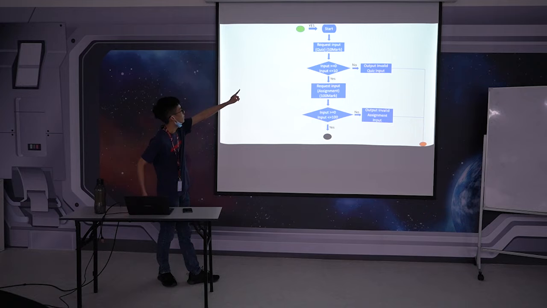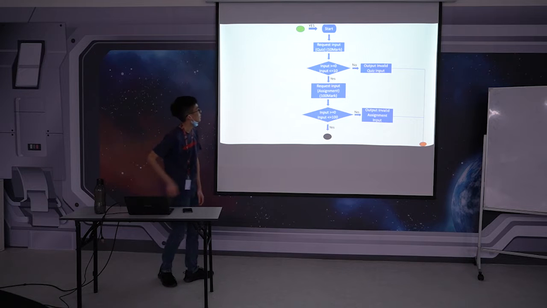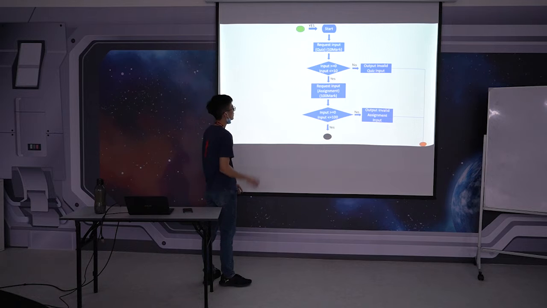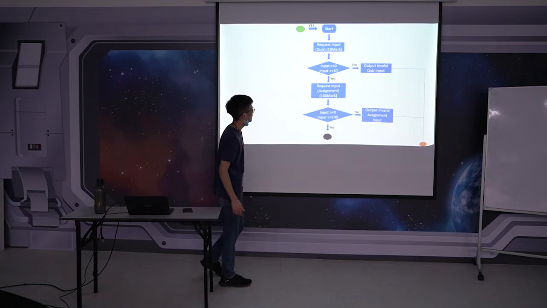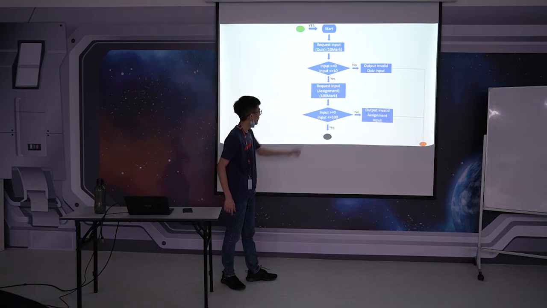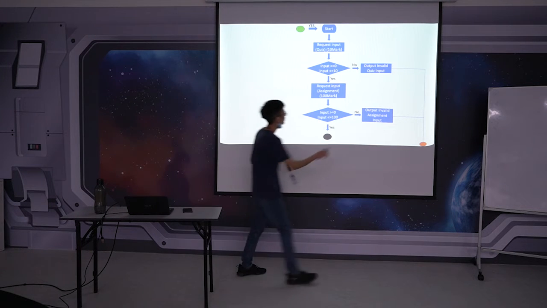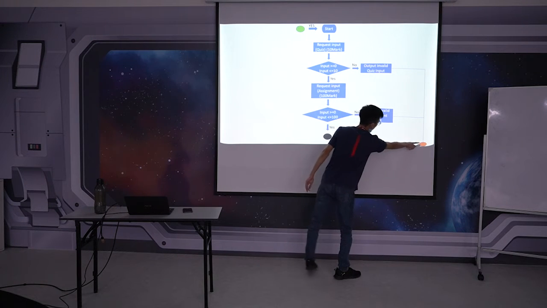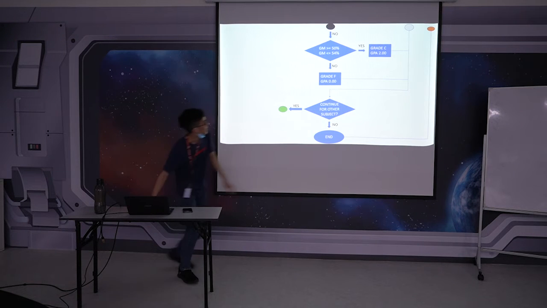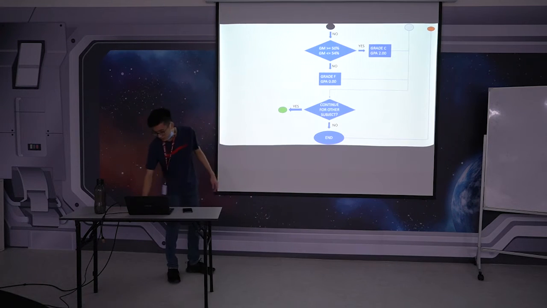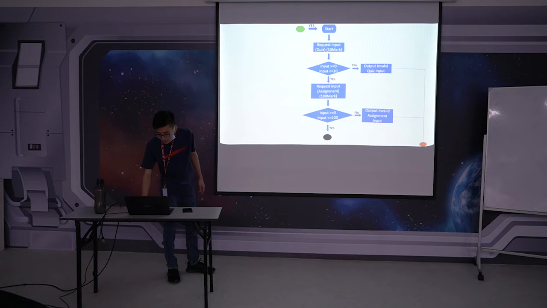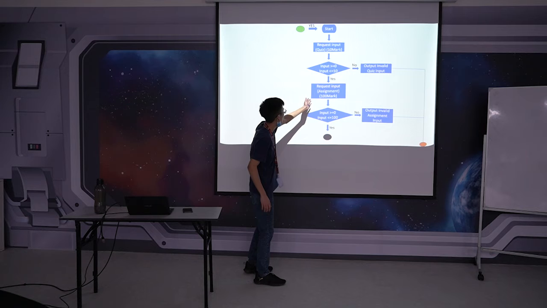So the user will input the mark for the quiz. It will check whether the mark for the quiz is within the range of 0 to 10 or not. If no, it will output invalid quiz input, and it will connect to here, meaning the program closes. If yes, it will proceed to the next one, the assignment.